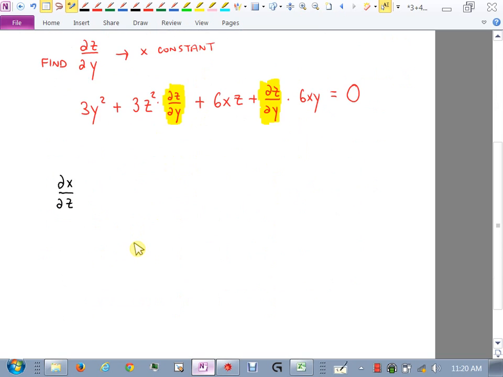Or down here, it's saying, okay, look, hold z constant, hold y constant, change your z a little bit, and tell me how much x changes by. In the infinitesimal, right? The partial derivative means infinitesimal change.